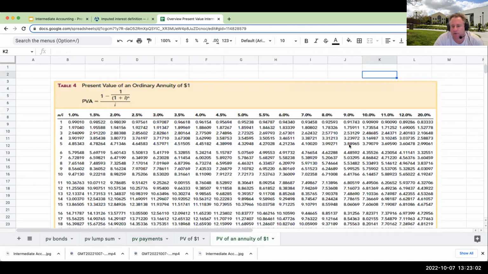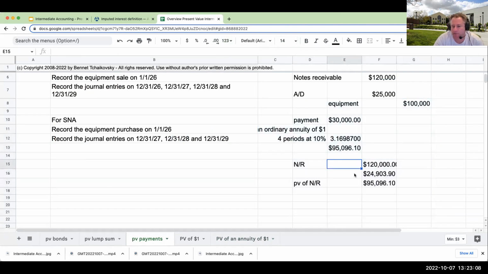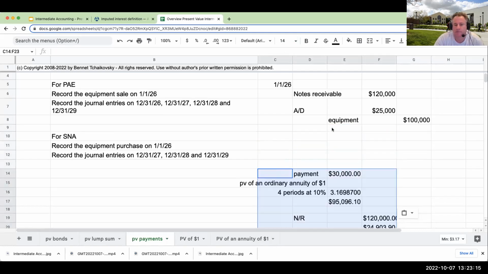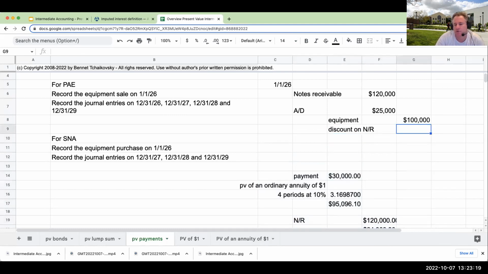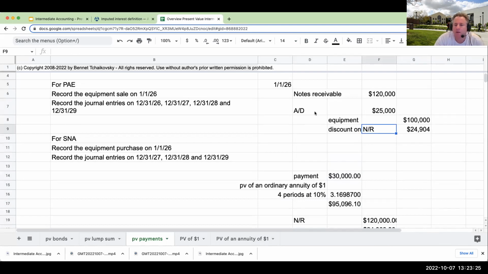Let's make sure I got that right. 3.16987. Perfect. So we've got that part settled. So my discount on note receivable is going to be over here at 24,900. Let's call it 24,904.